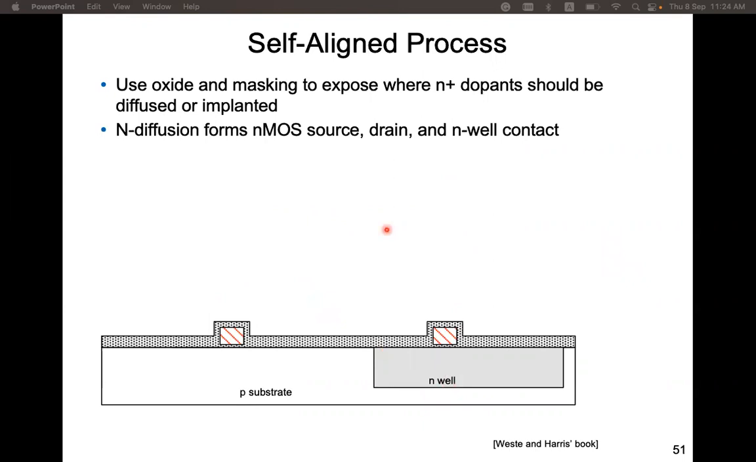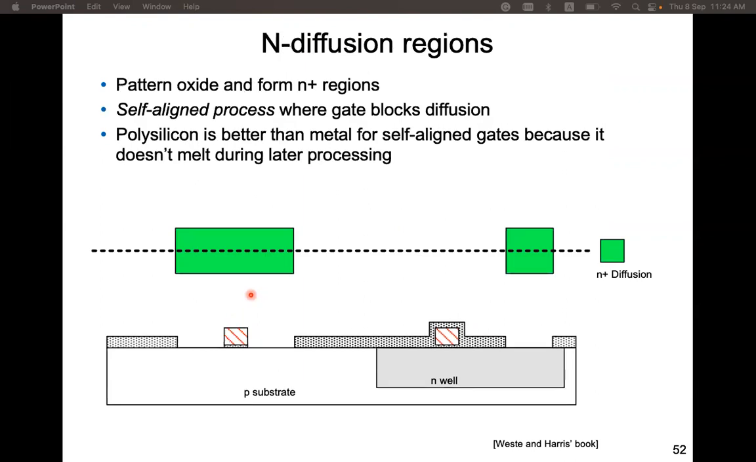Okay, then next step is to create the diffusion region: N-type diffusion and P-type diffusion. Let's consider this self-aligned process. Let me explain it in detail later. So let's consider the N diffusion region. The N diffusion is like this.